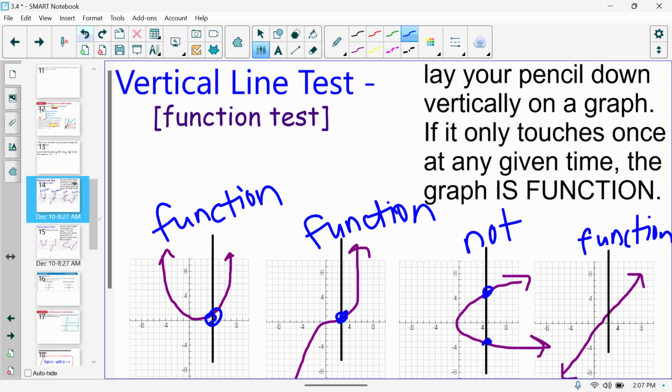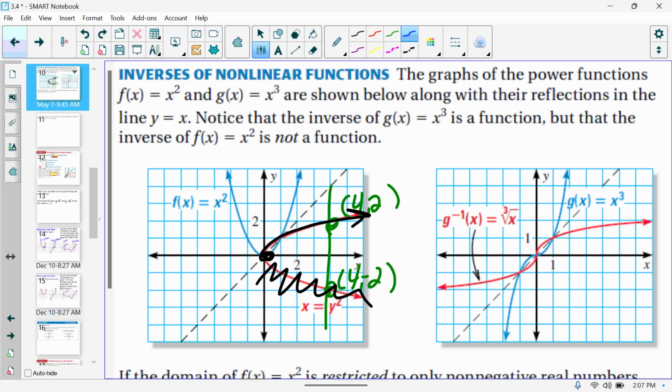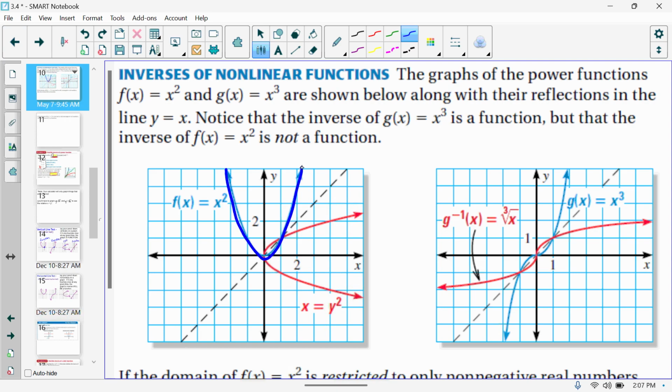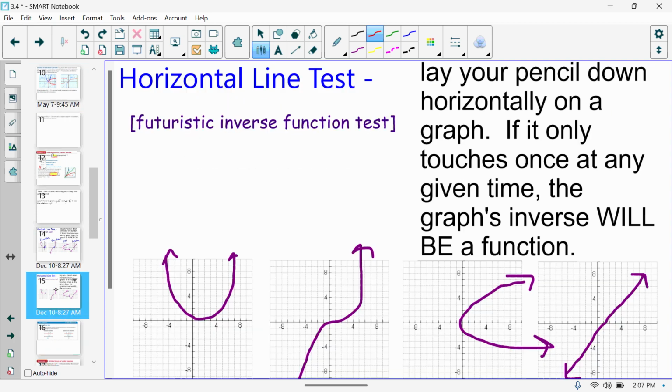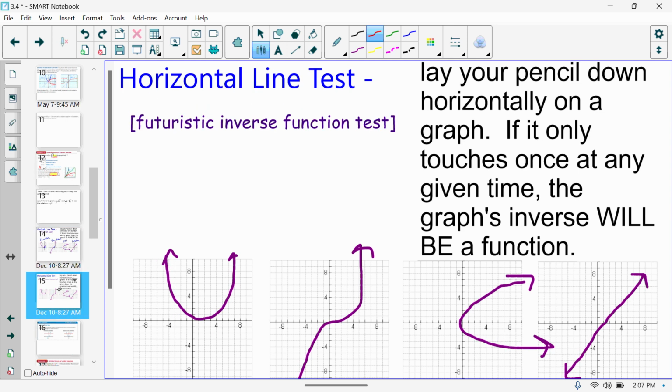And that goes back to what we were actually talking about back on this slide, right? I'm going to clear this for a second. We said this one was a function, but if we flip it over the line, this thing was not a function, right? So this is kind of like a quick test: if it passes the vertical line test, it's a function. But then if it passes the horizontal line test, its inverse will be a function, okay?